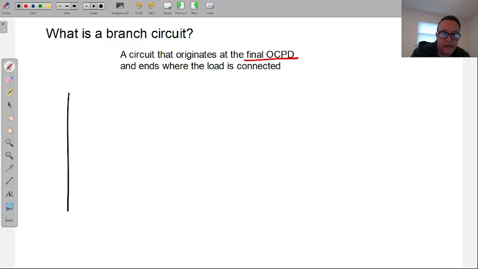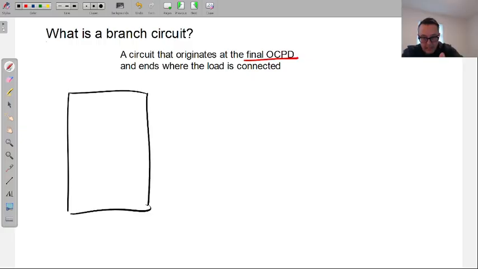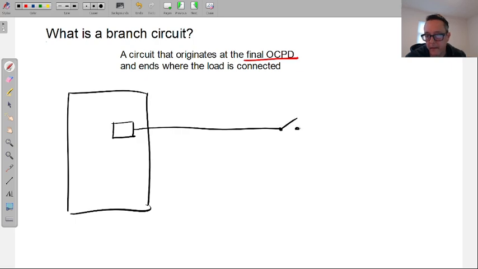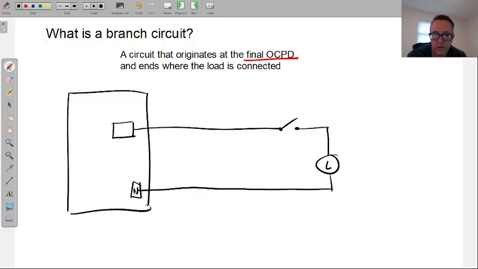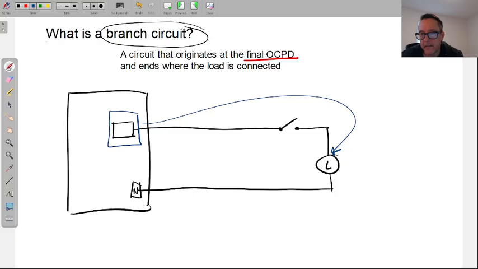Now, inside we have a panel. Remember, the feeder circuits just came into this panel. Two wires came in, or however many we have, three-phase and all that. Now we have a breaker in here. It doesn't matter the size of the breaker. And we send a wire out like we just did in that circuit. Let's bring that back with our load over here and heading back over to our neutral. This is a branch circuit. It starts at the breaker. We'll talk about final here for a second, sorry. And it originates at the breaker and ends where the load is connected.